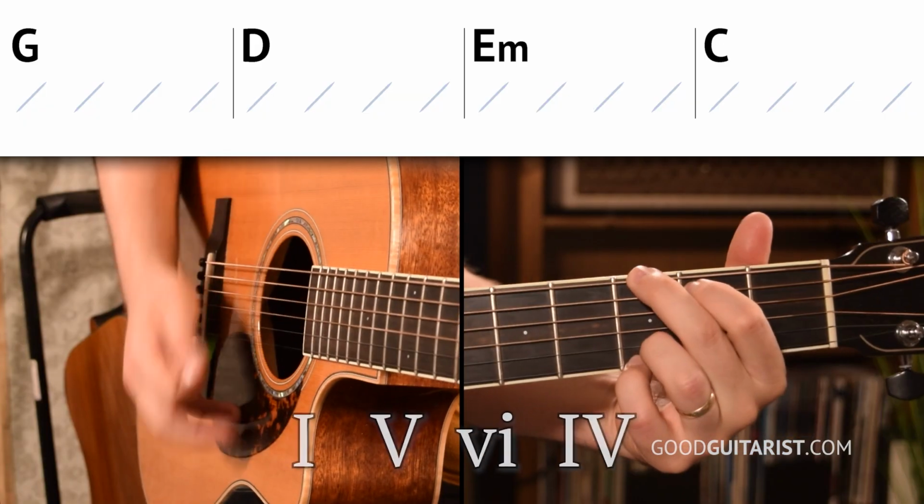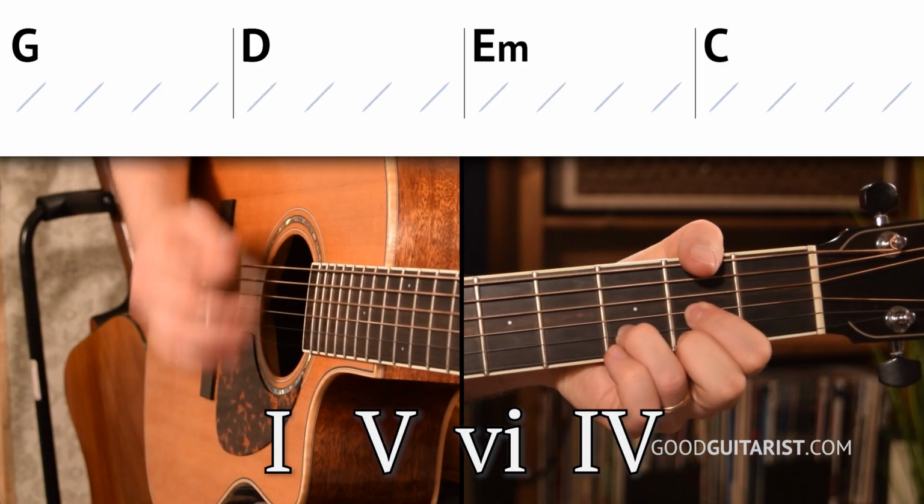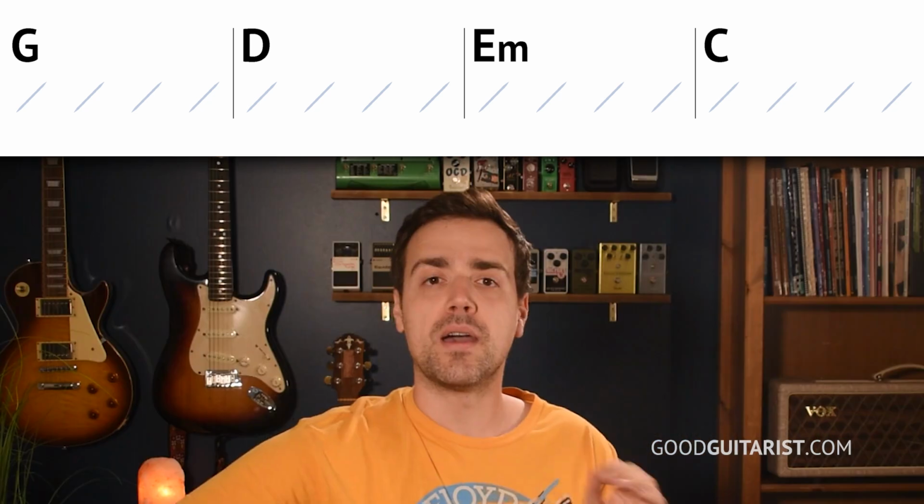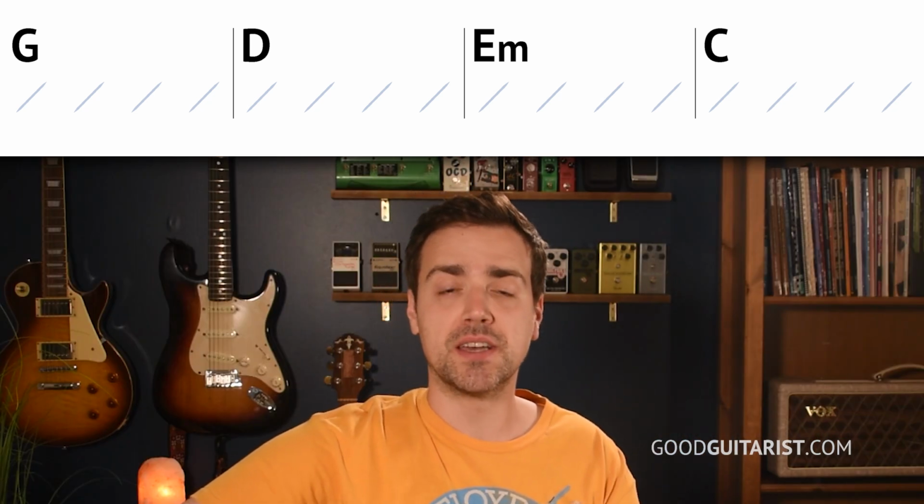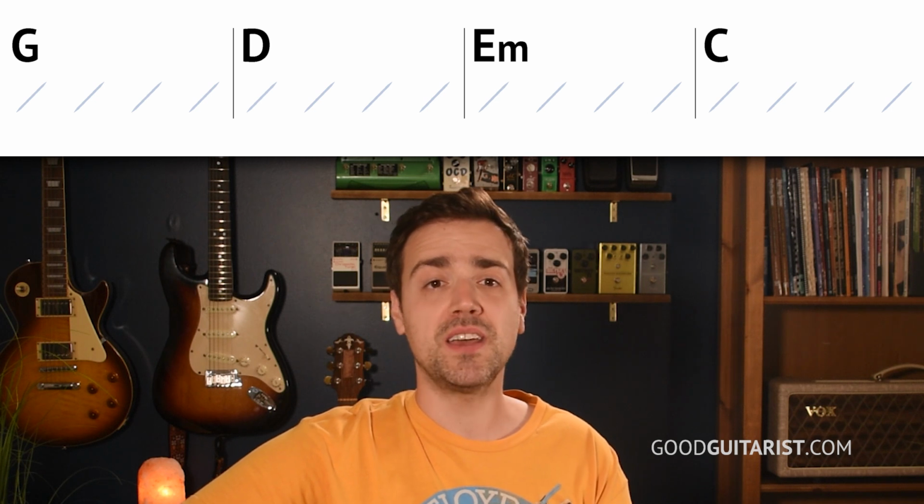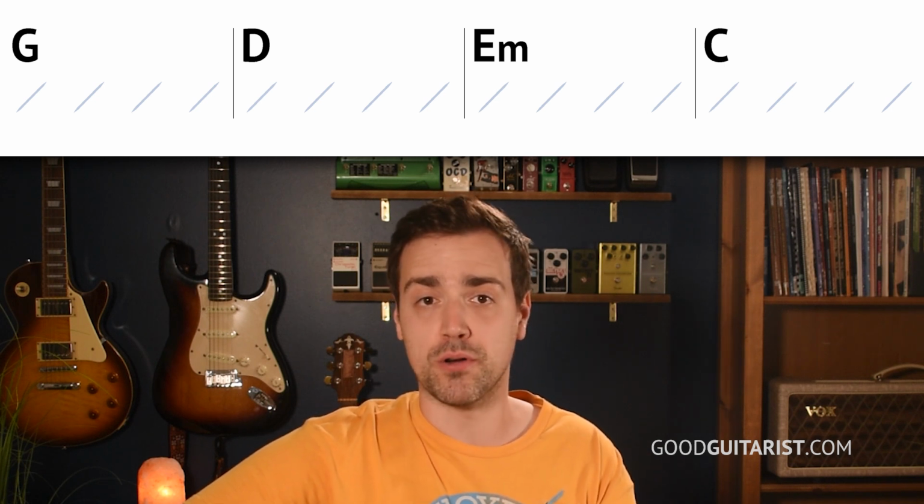Anyways, here's chord progression number 1. And that progression is G, D, E minor, C. And it's probably the most common chord progression ever.